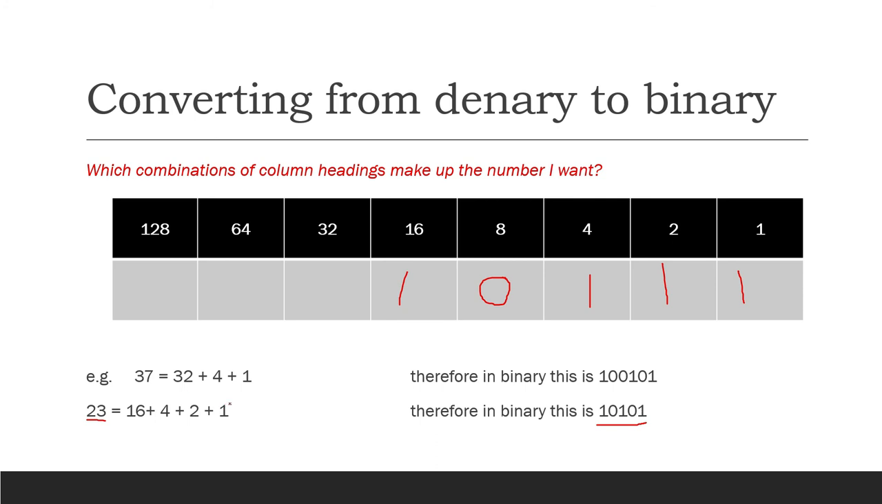So all you've got to do is just remember this simple question here: what combinations of column headings make up the number that I want to represent? And if you can work that out, you can write the number down in binary.